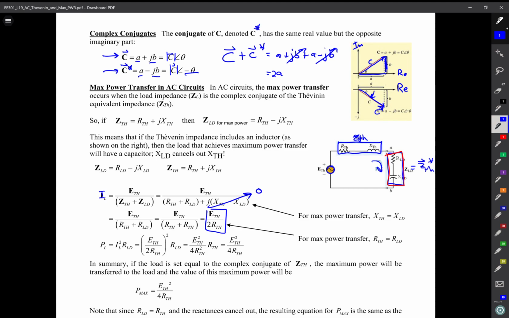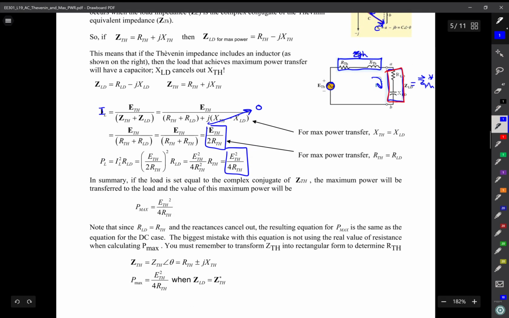Okay, so if I were to find the current through that path, as I've done here, I can find the power now as I squared R load. And if you follow the logic here, you can see that my max power transfer equation, E Thevenin squared divided by 4R Thevenin, is the same for an AC circuit as it is for a DC circuit. Now, keep in mind that E Thevenin is a vector. Okay, it has magnitude and phase, so I might call this, I don't know, magnitude C with an angle theta.